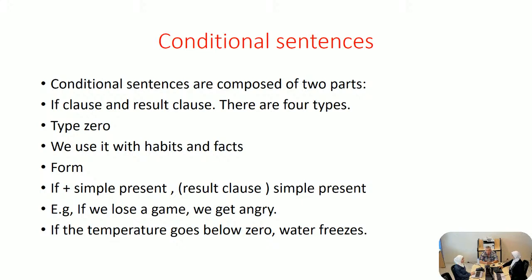We come to conditional sentences. First, we have to say that conditional sentences are composed of two parts, which is very important: the if clause and the result clause. There are 4 types. Type 0, we use it with habits and facts, or when we speak about something in general. The form is if plus simple present, and the comma is very important if we start with the if clause. Then the result clause should be simple present.